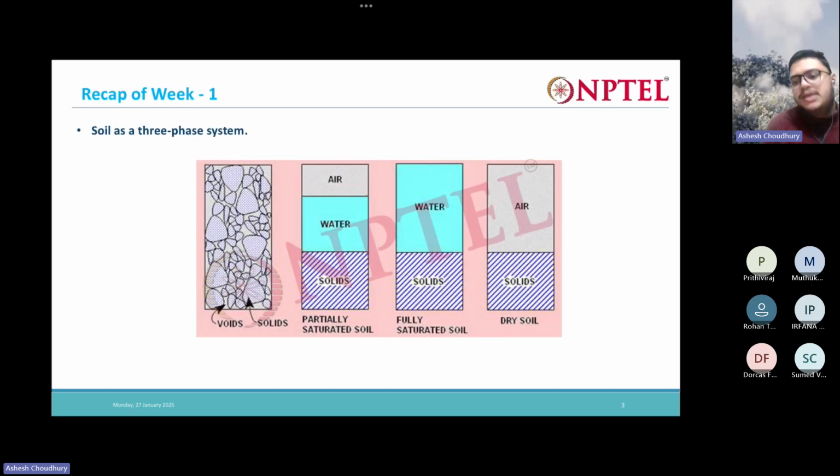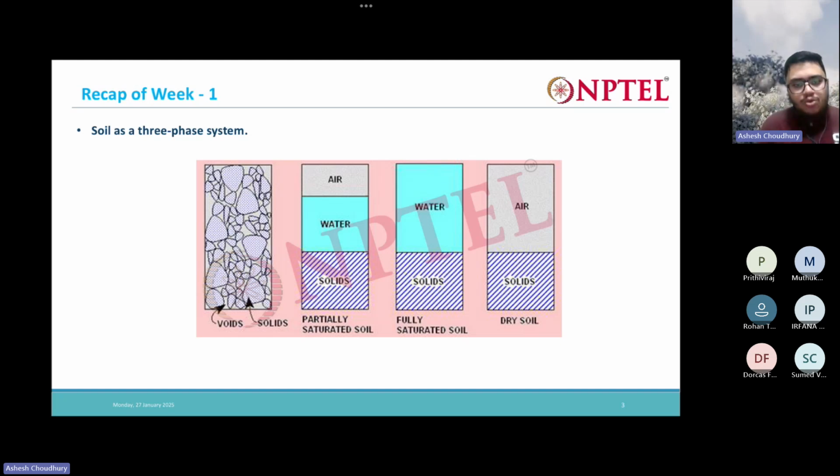So from here, our basic mechanics of soil starts. What is soil? Soil can be defined as a three-phase system. What do you mean by three-phase system? Three-phase system means there are three main components which form a soil mass.